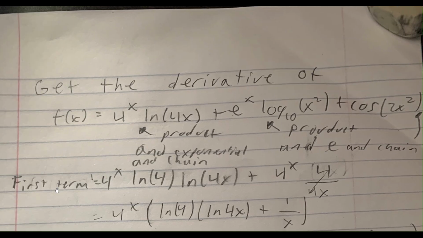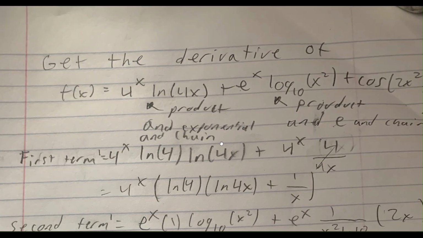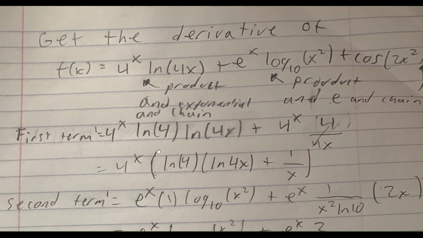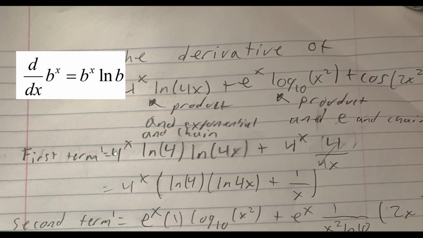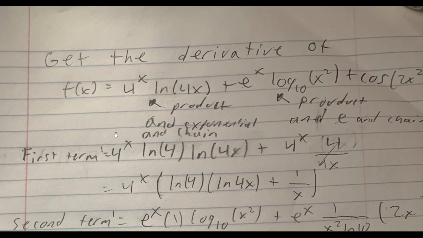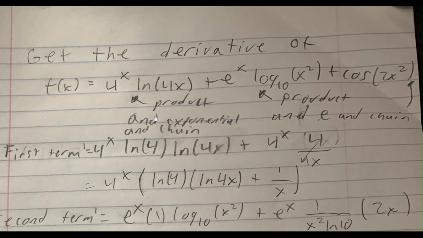I did this term by term, so the first term's derivative, then the second and the third, just for the sake of simplicity. Then I combined them, making sure to add everything together at the end. For the first term, we have this as the derivative. Remember, we have to use the product rule, which means we need the derivative of the 4 to the power of x function, which requires this rule and would also use the chain rule, but since the derivative of x is just 1, it's redundant to write it here. Then you have ln 4x, since we haven't changed that function.